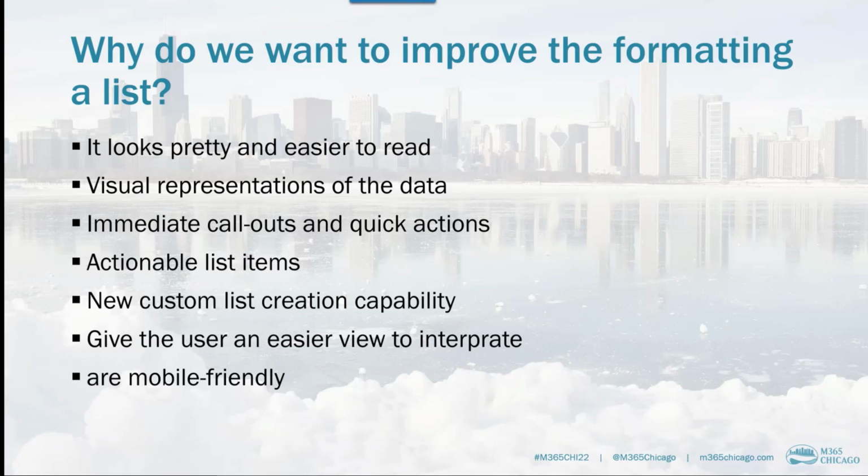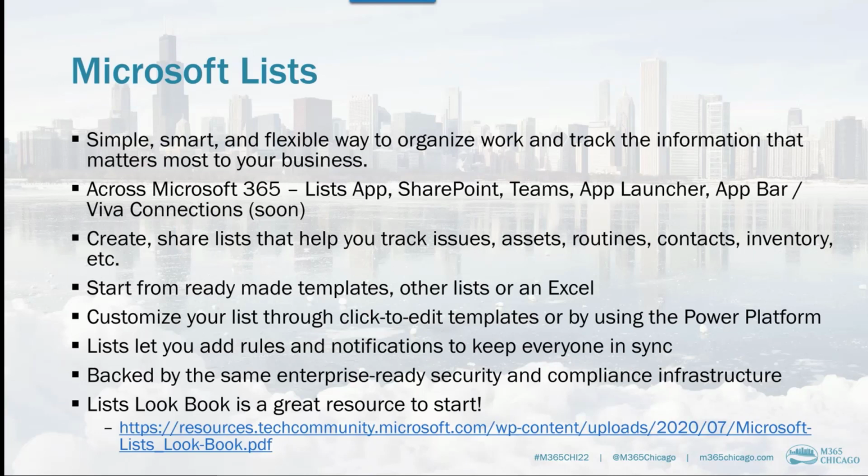import from Excel. And the whole idea is that you want to give the user an easier way to interpret that, automatically mobile friendly. So who doesn't like visually appealing ways of interpreting data and knowing when to take action on the item, right? We're spoiled. We want that, right? So why can't we do it with modern functionality?